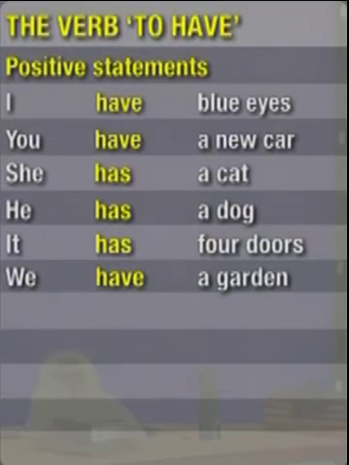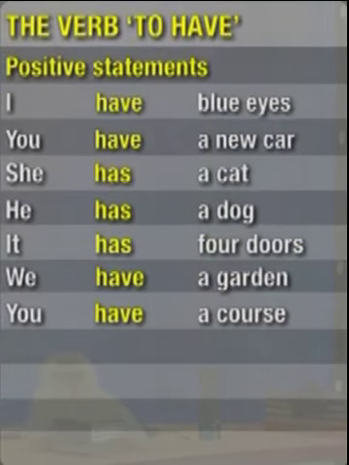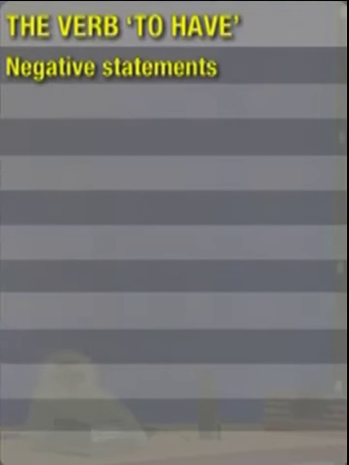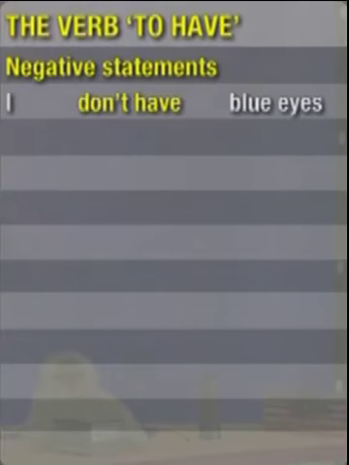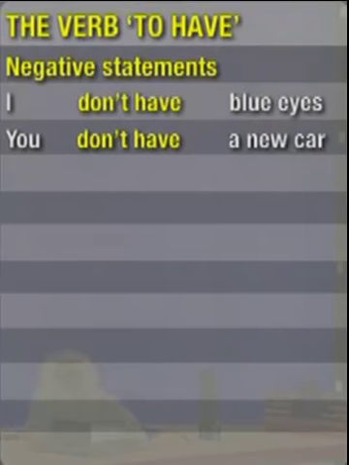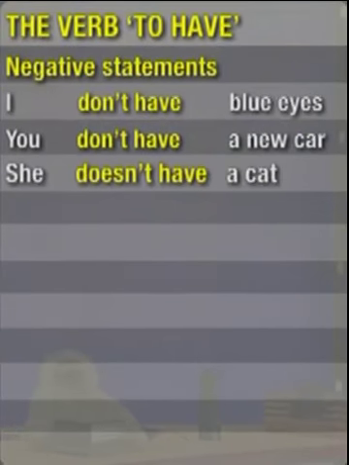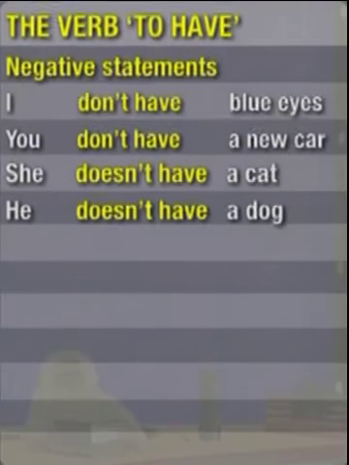We have a garden. You have a course, an English course. They have 3 children. Now the negative. I don't have blue eyes. You don't have a new car. She doesn't, look at the pronunciation, she doesn't have a cat.